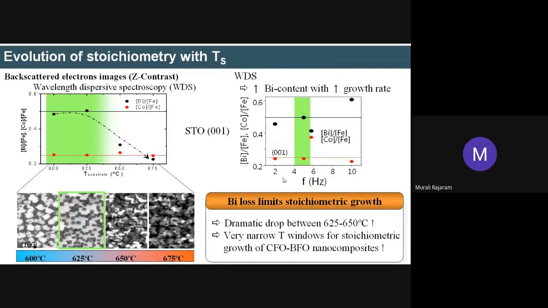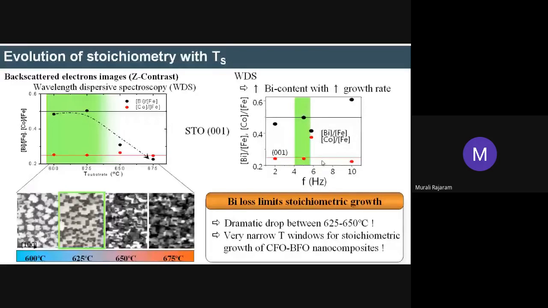So if you increase the frequency, you can clearly see the cobalt iron ratio remains constant, but the iron bismuth ratio started increasing. That means you are losing bismuth. Okay, so again, the optimized frequency for growth is around 5 hertz.